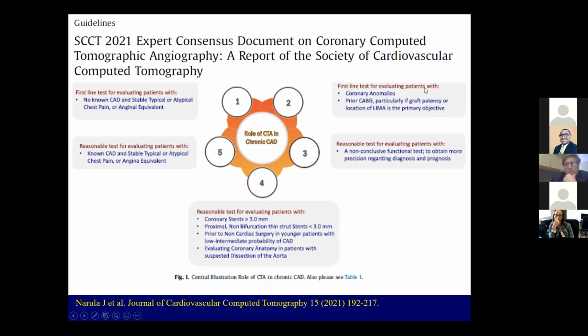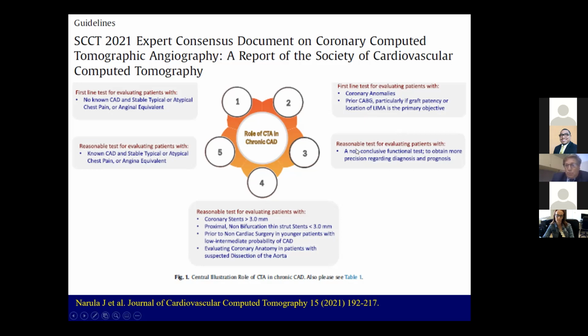It's a first-line test for evaluating patients with coronary anomalies. So if you have a patient who you think has anomalous coronary arteries, it's a first-line test. Again, it's a first-line test for prior CABG, particularly if graft patency or location of the LIMA is the primary objective of the study. It may be challenging to see the native coronary arteries because they have a lot of disease and a lot of calcium, but when your focus is primarily on the grafts, it's a first-line study.